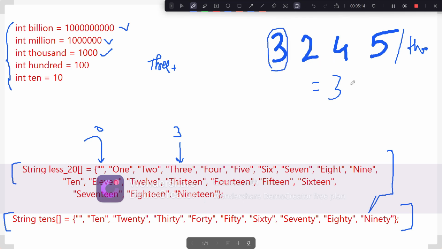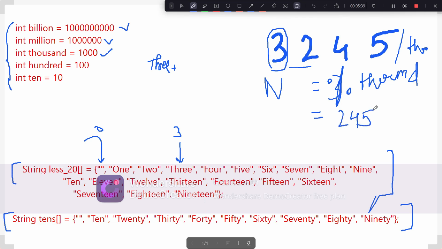So how would we get this 2, 4, 5? Whatever number we have, if we do a modulus with the 1000, right? So we will do a modulus of 1000, because modulus will give us the remaining part. So like this I am getting. This is our new number now. So n now becomes 245.